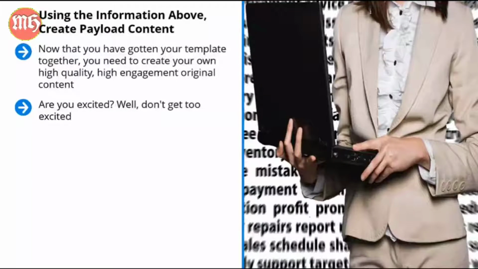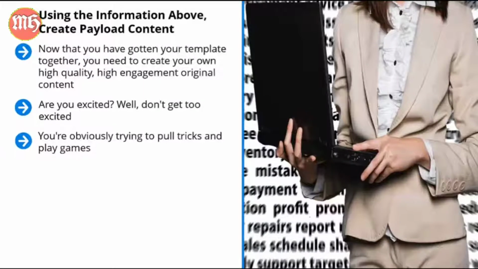A lot of people jump in with both feet and they end up sabotaging themselves because the payload content they create looks like an advertisement. That's obvious spam. Nobody's going to trust you with that. You're obviously trying to pull tricks and play games. That's not going to work.